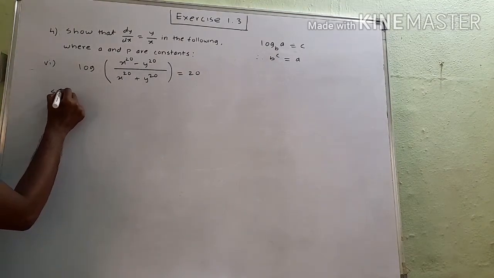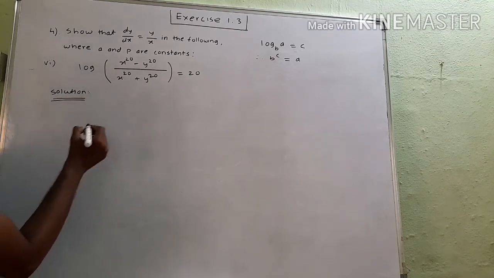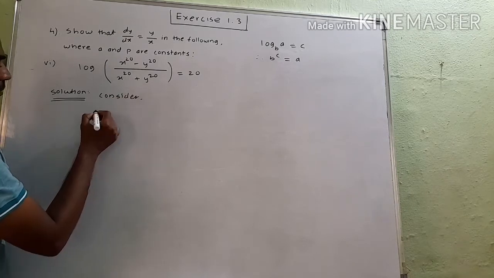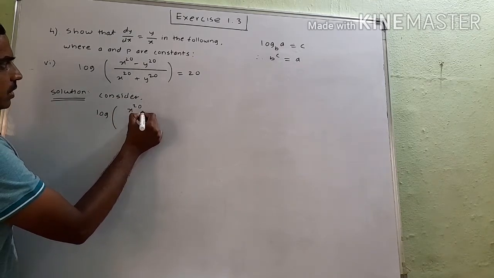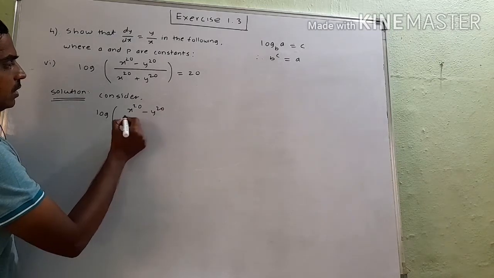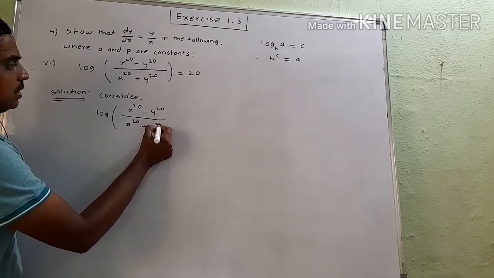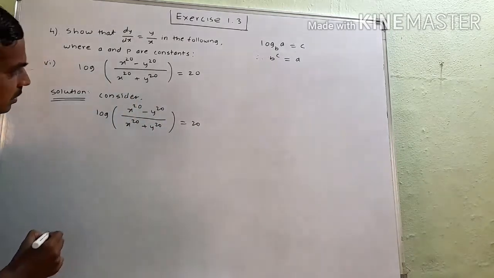Now we will solve this example. For this purpose, consider log of x raised to 20 minus y raised to 20 divided by x raised to 20 plus y raised to 20 equal to 20. This is our sixth example. We have written it as it is.